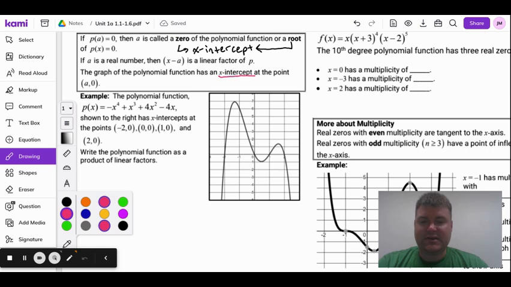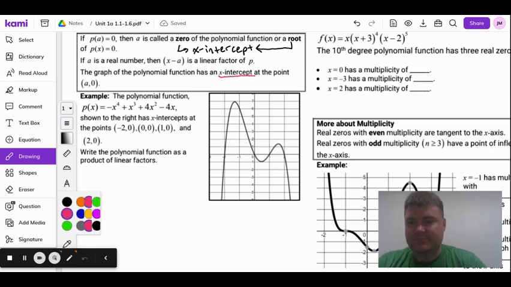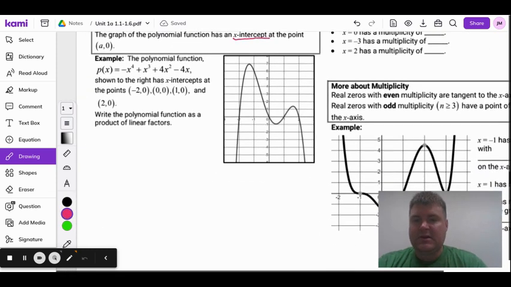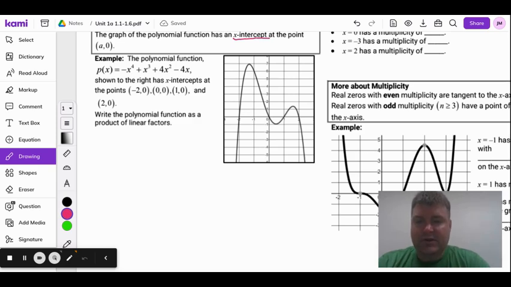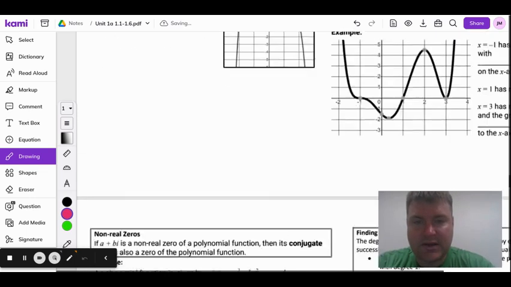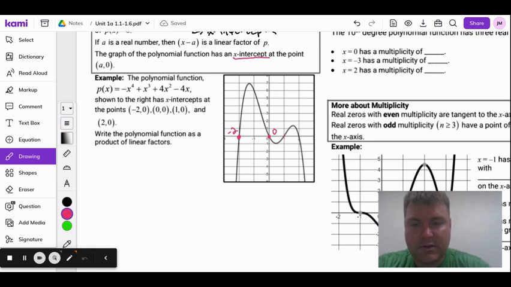So let's go to our first example. We have a polynomial function, p of x, which is something that we could factor. We're not going to factor right now, but we have negative x to the fourth plus x cubed plus 4x squared minus 4x. It's shown to the right. They give us all of the x-intercepts: negative 2, 0; 0, 0; 1, 0; and 2, 0. I'll label them on my graph as well.